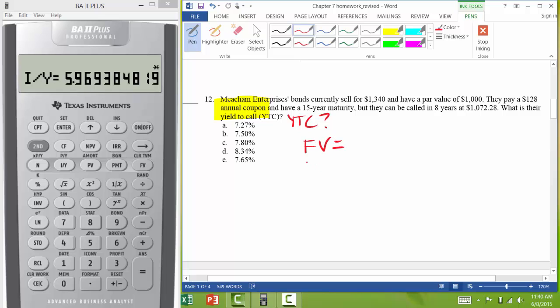So in this case, let me write out what we'll be entering. If you remember, the future value and N are the two things that are different when you're calculating yield to call.